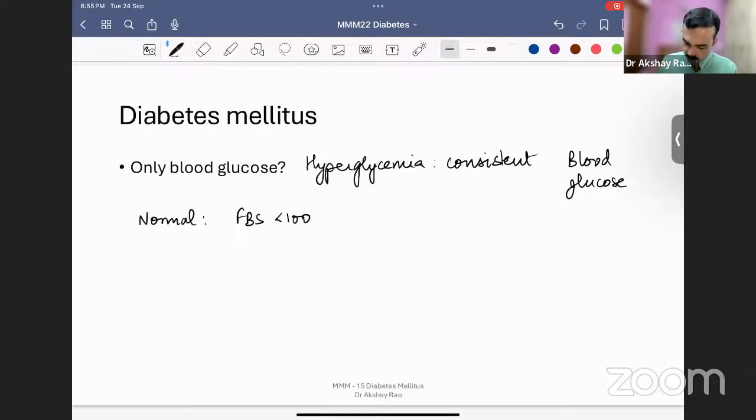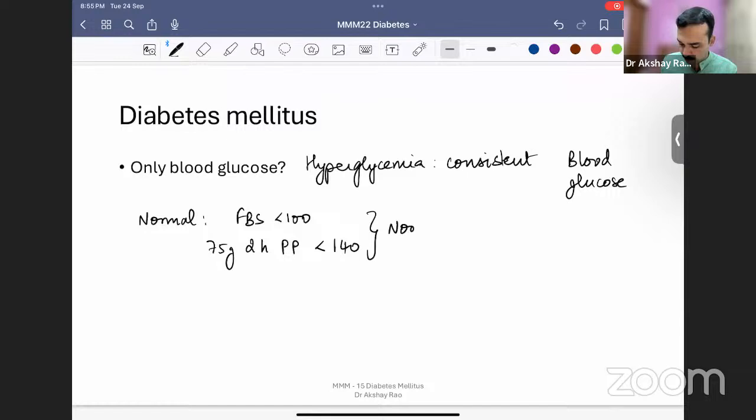Whereas if you challenge the person to consume 75 grams of glucose and check their blood glucose levels after 2 hours of that 75 grams of glucose, the 2 hour postprandial sugar level should be less than 140. This is what we consider as normal.